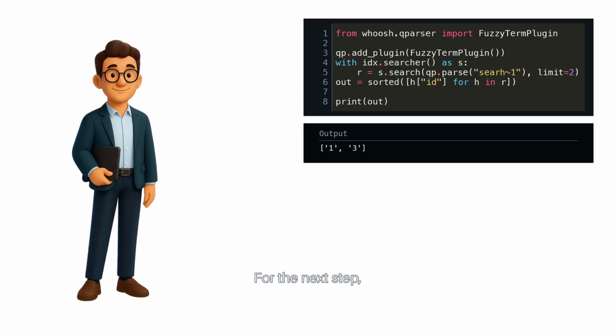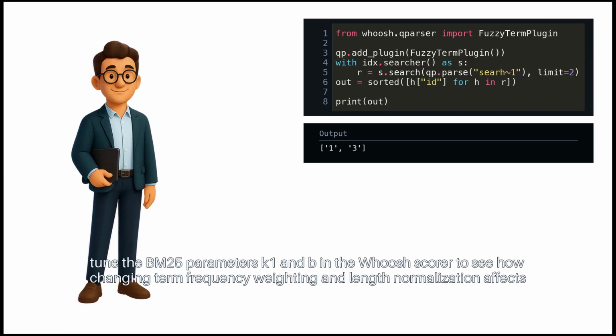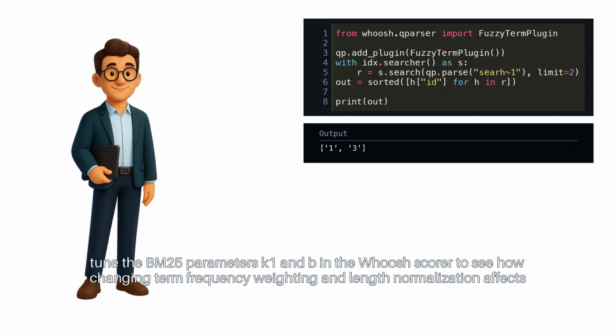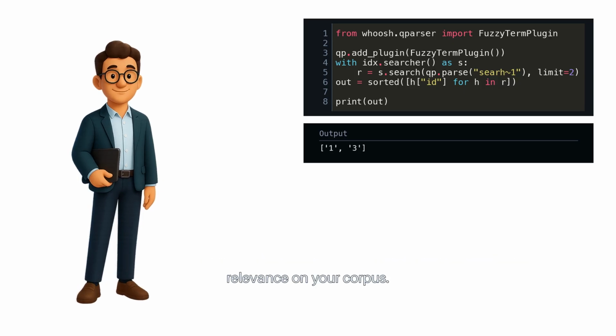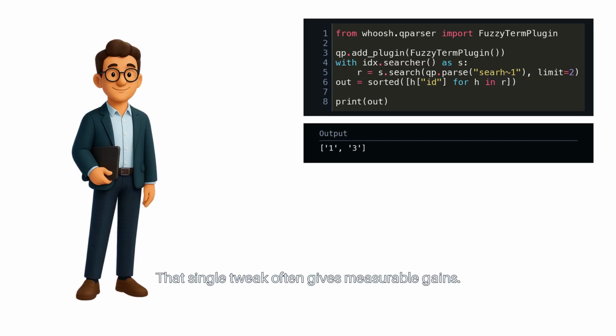For the next step, tune the BM25 parameters K1 and B in the Whoosh scorer to see how changing term frequency weighting and length normalization affects relevance on your corpus. That single tweak often gives measurable gains.